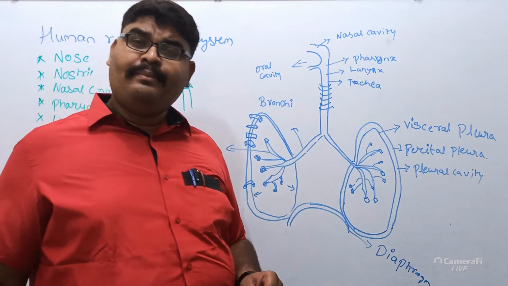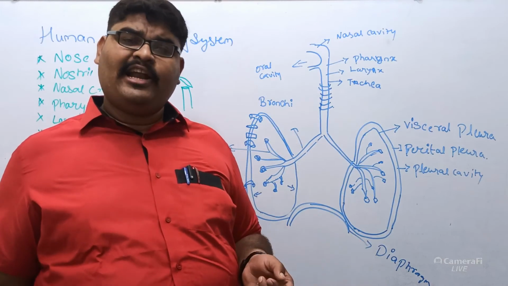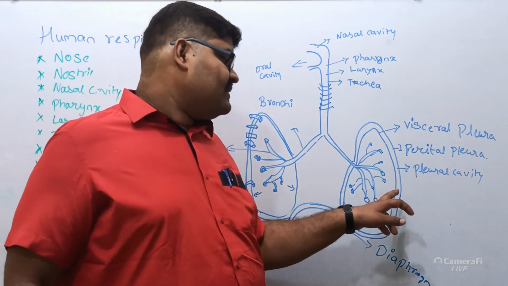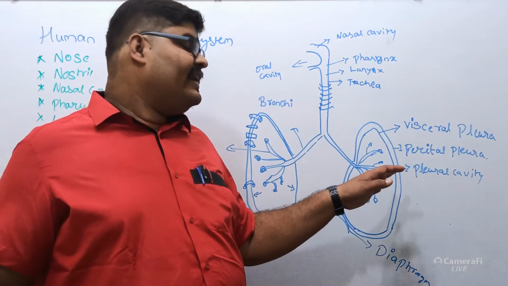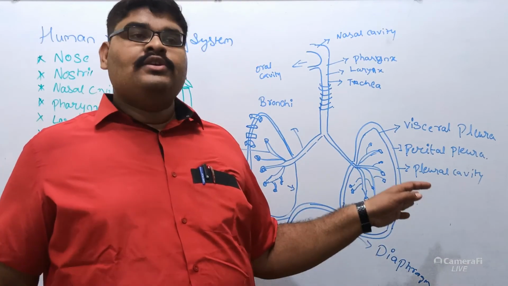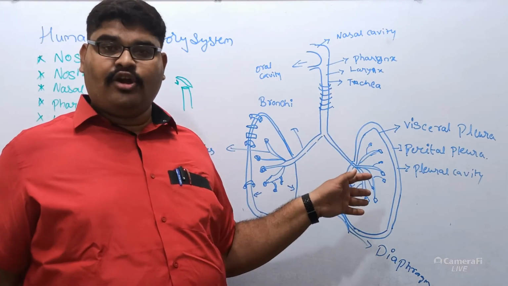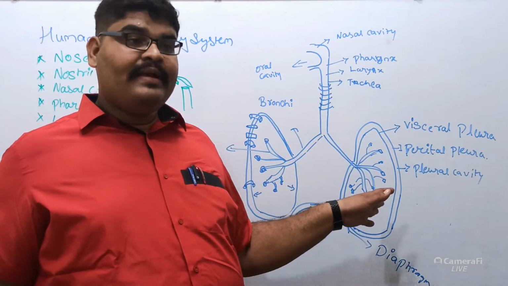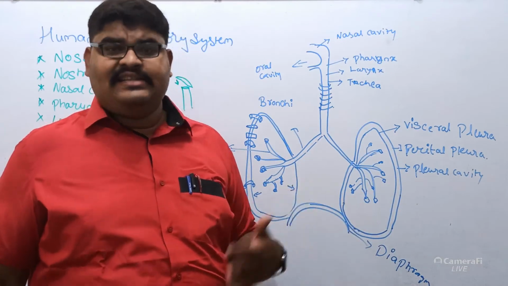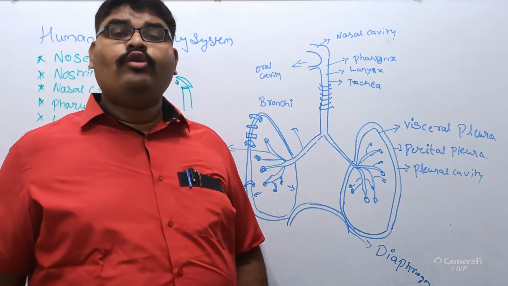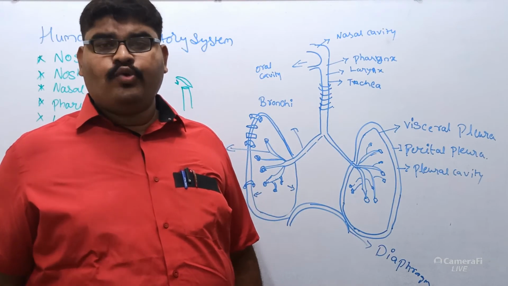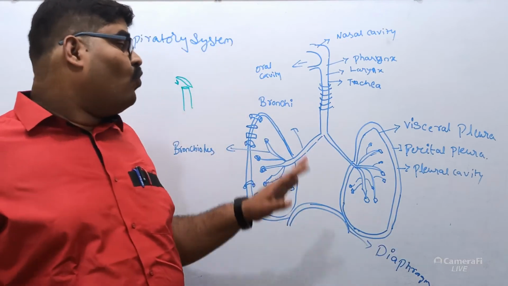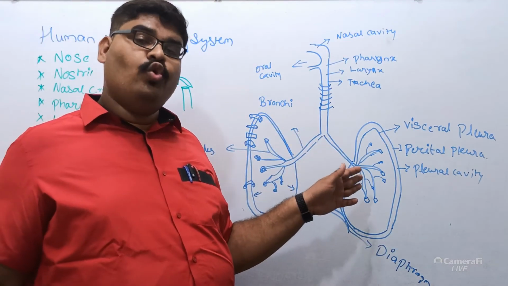So what is this fluid made up of? This fluid is usually made up of plasma and some amount of proteins. It is about 10 to 20 ml. In some rare disorders, you find more and more of this fluid deposited in the pleural cavity, and that situation is called pleural effusion.